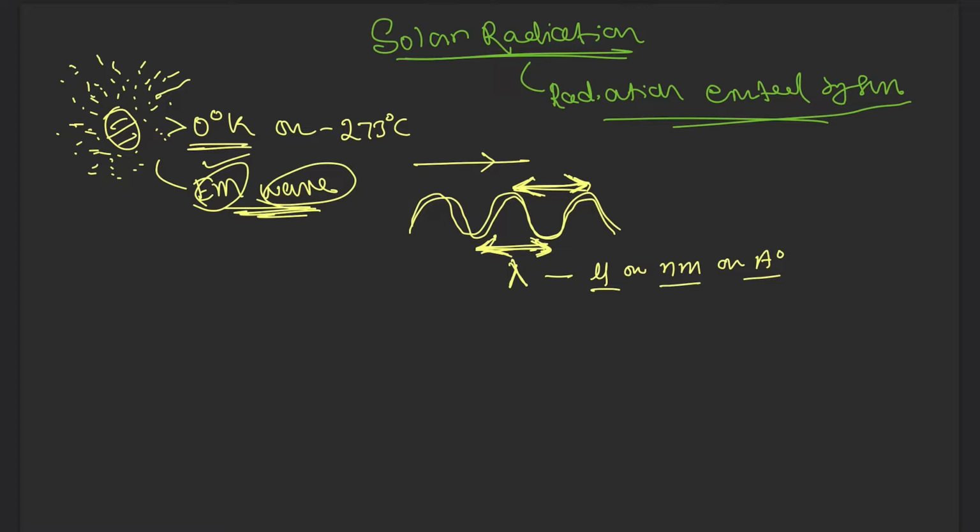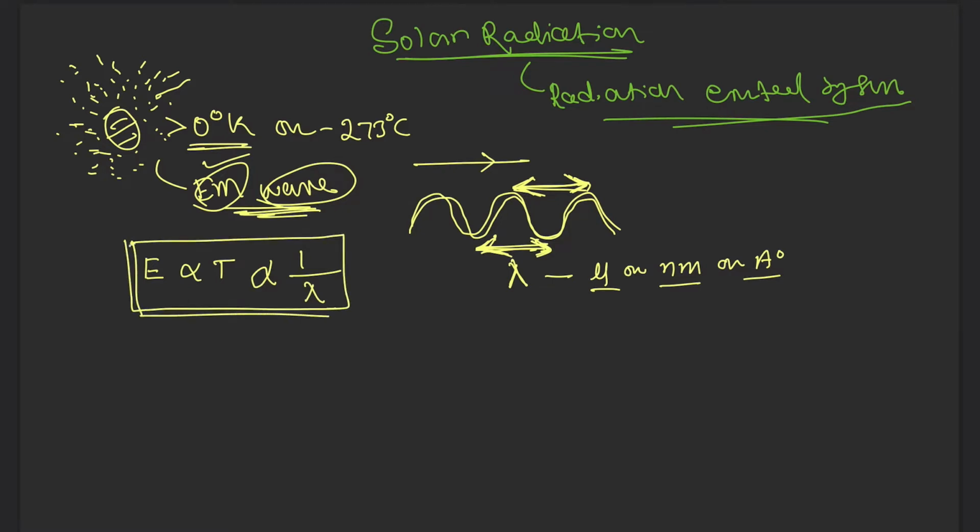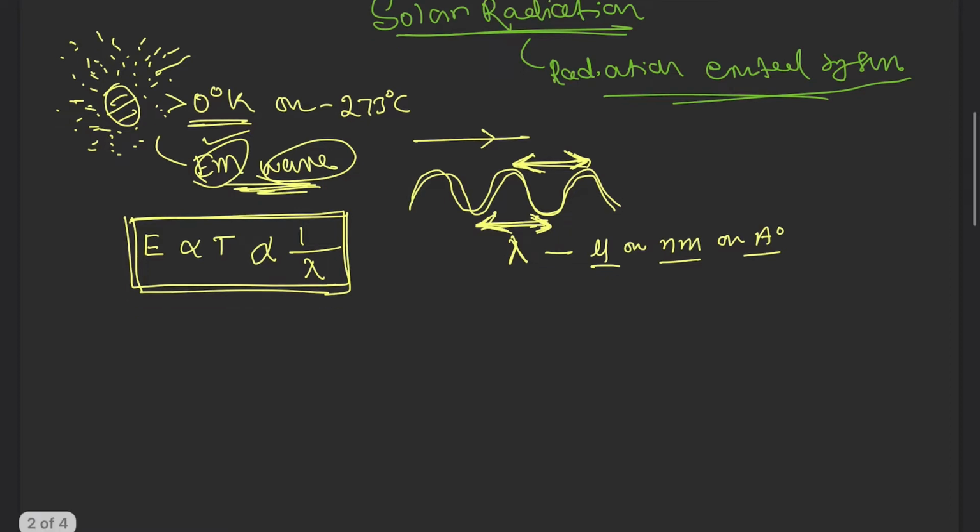Another relationship you have to remember: if an object has higher energy, it will emit at a higher temperature, so that is directly proportional. And if the object has a higher temperature, it will emit a shorter wavelength. The wavelength of radiation emitted by an object is inversely proportional to the energy level of that object, and inversely proportional to the temperature of that object.